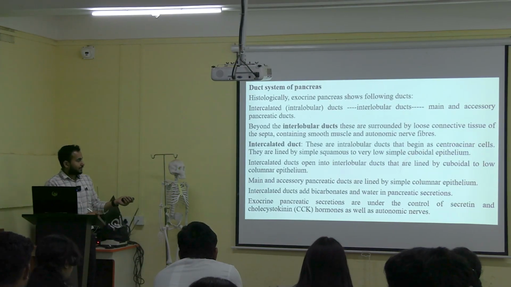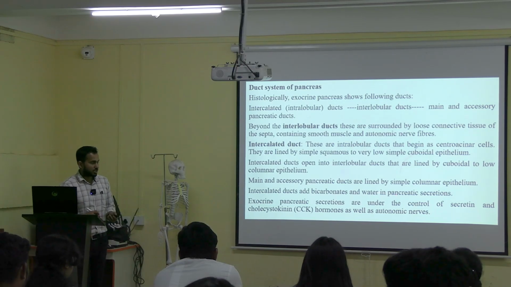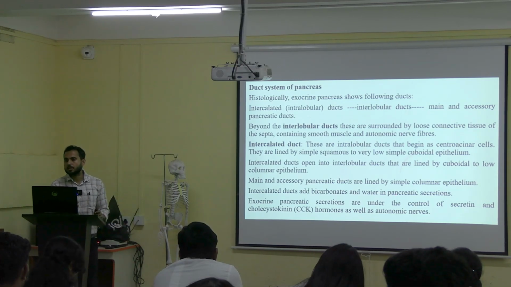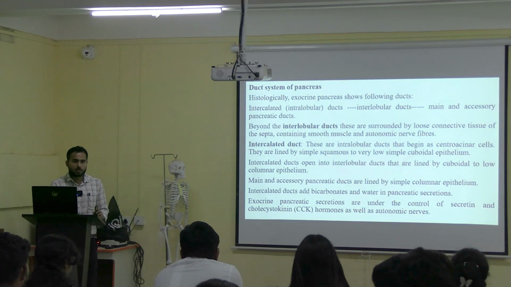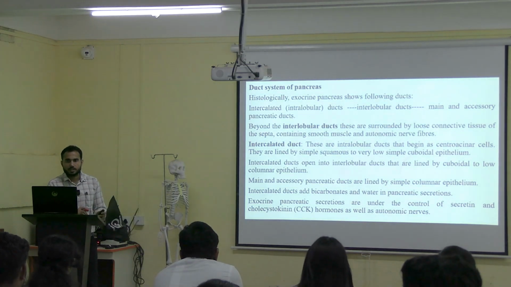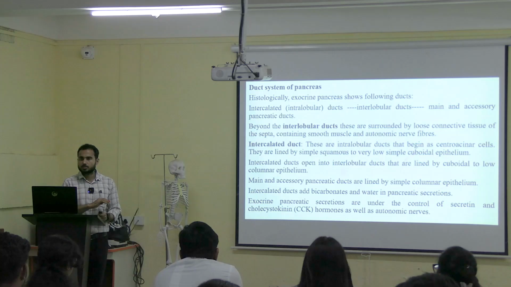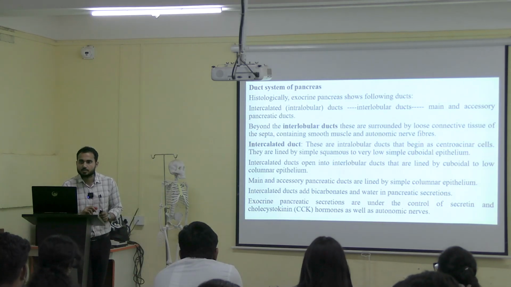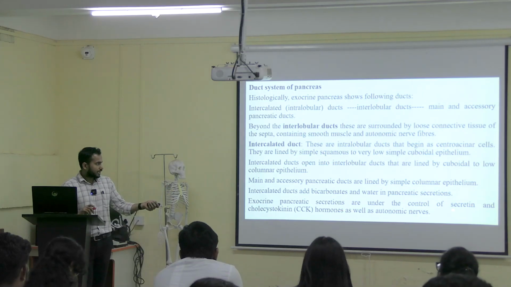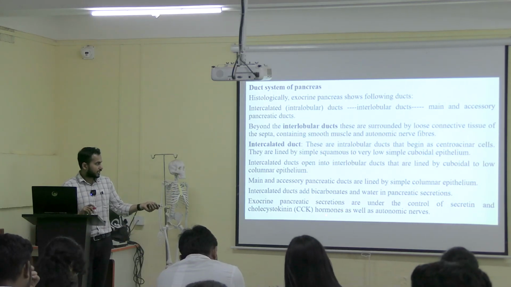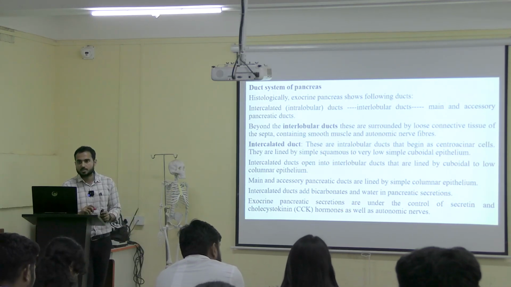Now, the function of the intercalated duct is already mentioned: bicarbonate ions and water in the pancreatic secretion. Now, these pancreatic secretions, mainly of the exocrine part of the pancreas, how are they controlled? It is controlled by hormones, and along with that the autonomic nervous system also plays an active role. So as you can see, it is under the control of secretin and cholecystokinin hormones as well as the autonomic nervous system.